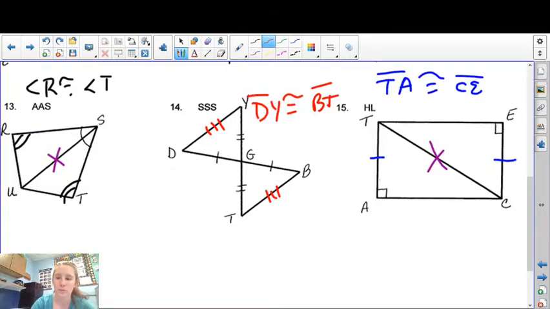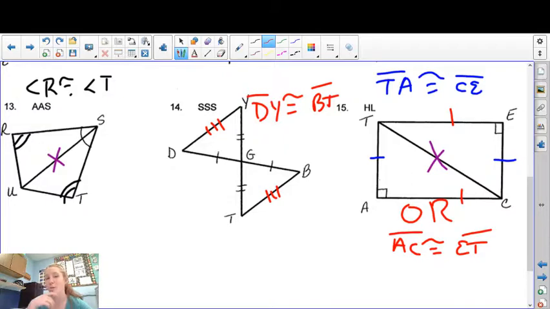Or, I don't need both. I just need one or the other, AC and T, I'm sorry, ET. Now, if I have all four marked, you won't get any points. I need one or the other. Remember, explicitly state what you need.